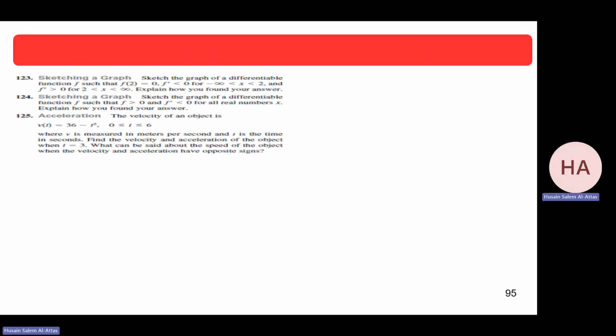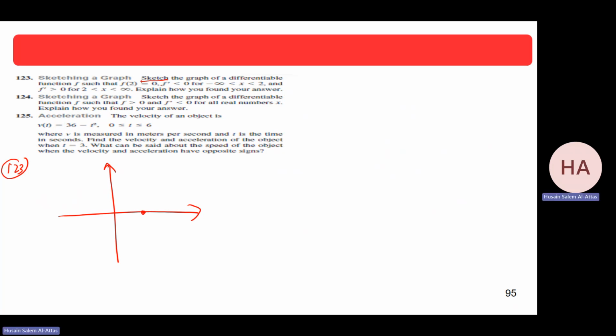Now we want to sketch a graph with some information. Can we sketch a graph? Yeah, we just want to sketch a graph, not a complete solution. Sketch means just a sketch. I have a function so that f of 2 equals 0. We want to graph a function. F of 2 equals 0.